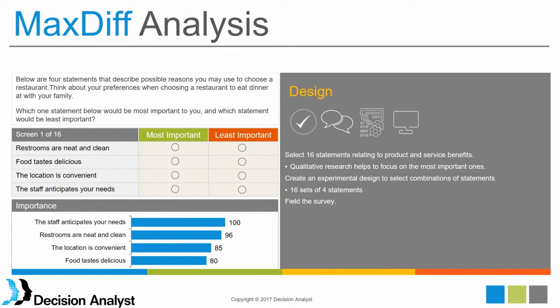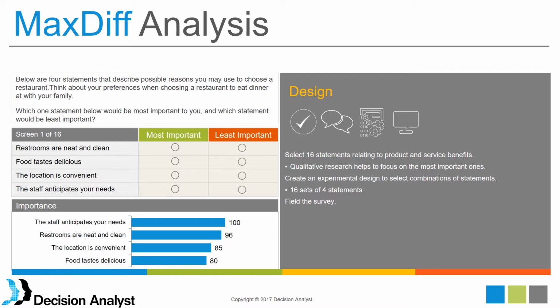Our next stated technique is MaxDiff Analysis, and this attempts to be an improvement on the ratings-based analysis. Instead of rating on, say, a 5-point scale or a 7-point scale, we serve up small sets of the attributes. We can imagine there are 16 total attributes, and we're planning to show them in small sets of 4. It's much easier to go through.